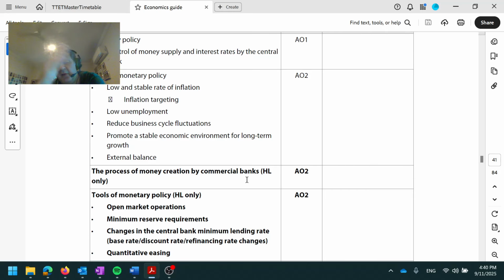So we want to experience nice steady growth around the trend rather than having that roller coaster ride. Provide a stable economic environment for long-term growth, in particular to encourage businesses to invest. And then an external balance. So keep an eye on what's happening to the current account or trade balance and what's happening to the level of foreign debt too. That might be something that's in the back of the mind of central bank governors.